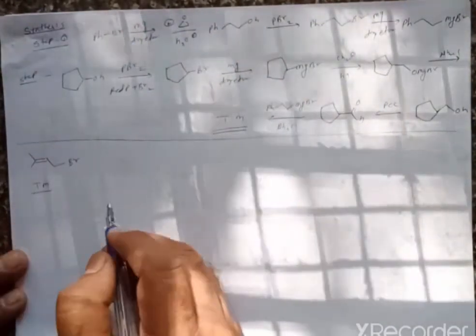So this is a target molecule that contains an unsaturated group along with a Br.